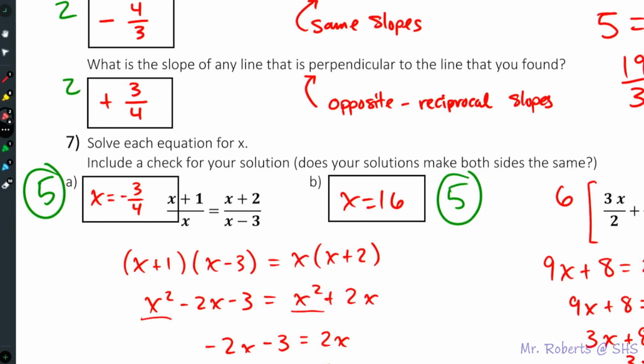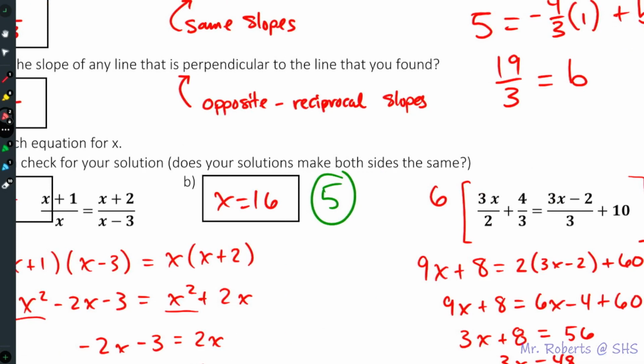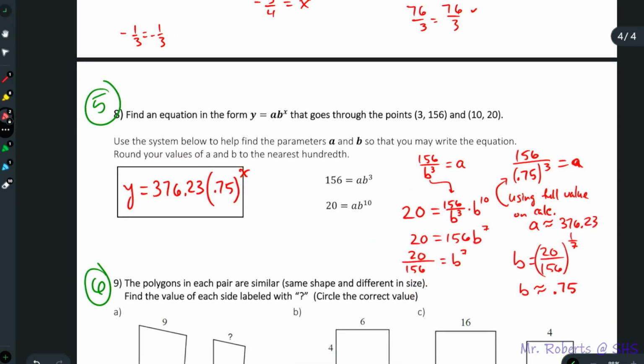Number 7, solve this thing. I solved this using fraction busters, and we can talk about that, but I got x is negative 3/4. Watch the video if you want to see how I got that. For B, the answer was 16. Again, fraction busters.